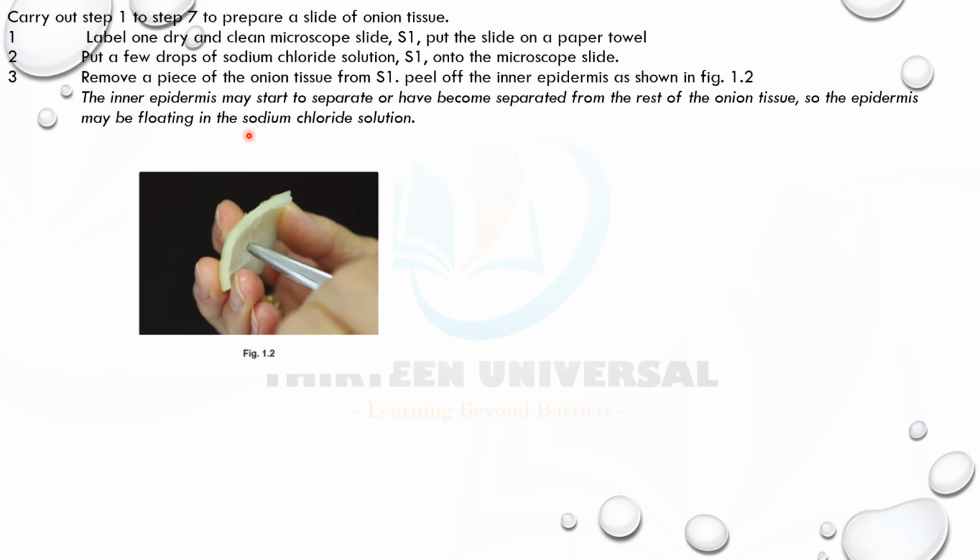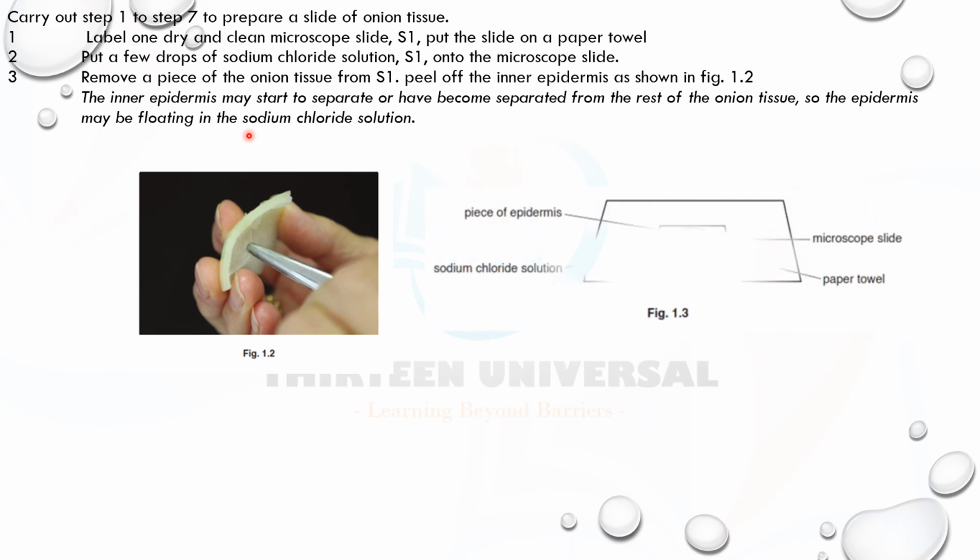The next thing to do is watch this. You follow the procedure like it's been put out there for you. You can see there, you put this microscope slide, this is the paper towel. Put it on, and then a piece of epidermis. Remove this instrument here to remove the inner epidermis. Put it here, and then spread it. So the chloride solution.